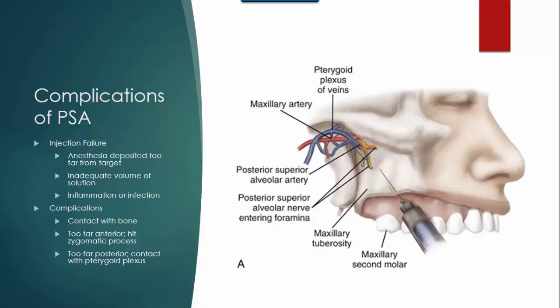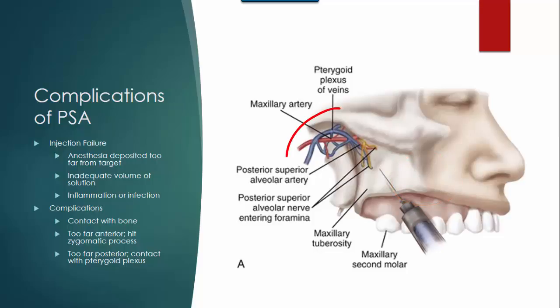Complications can include contact with bone. If that's the case, you probably hit the maxillary tuberosity. Just withdraw a few millimeters, move laterally, and try again. If the insertion point was too far forward, you could hit the zygomatic process. If that occurs, withdraw and reassess your landmarks. Palpate a little bit to be sure where everything is, and then try again.